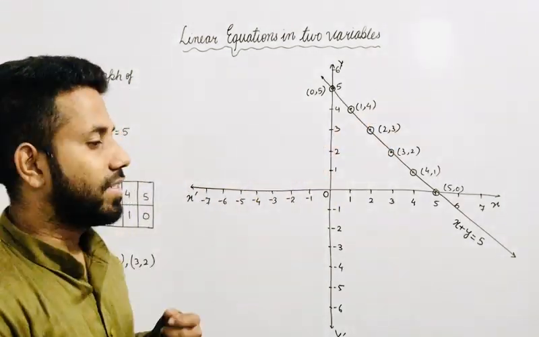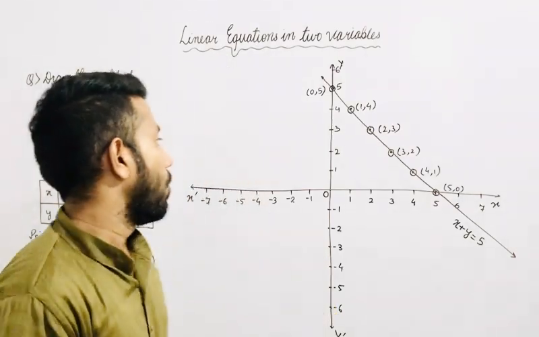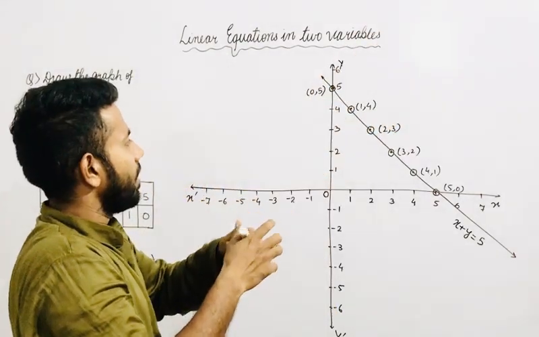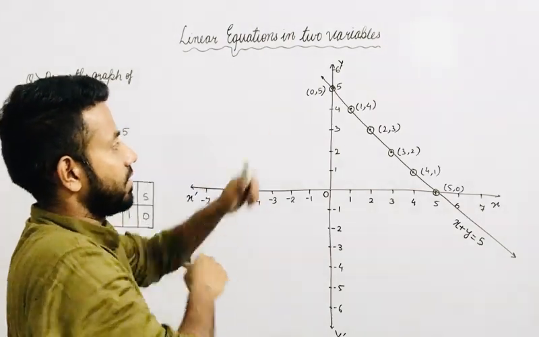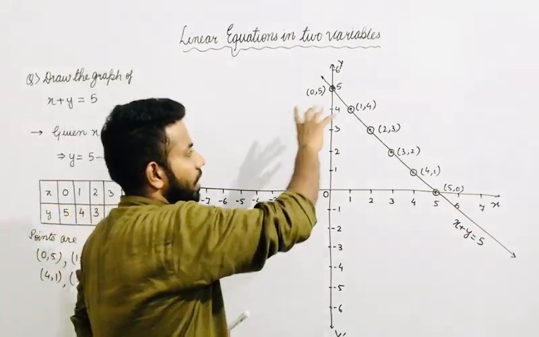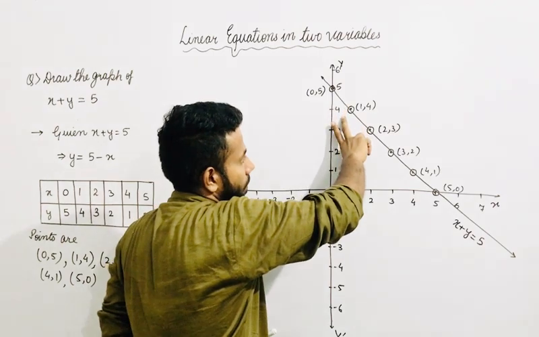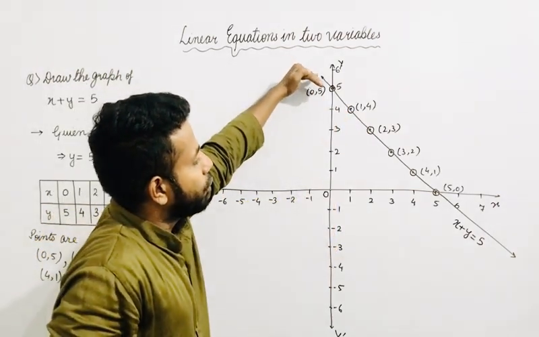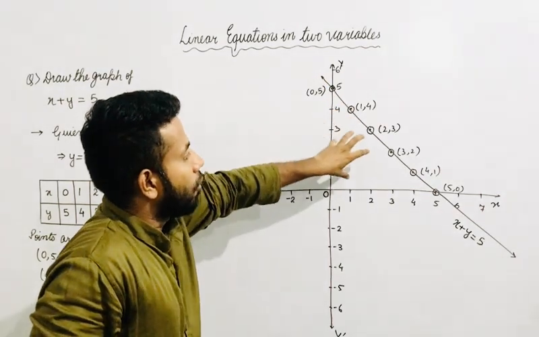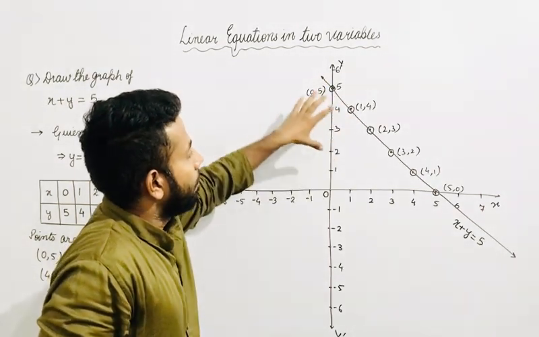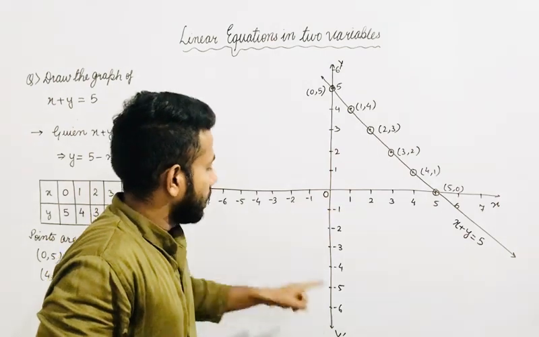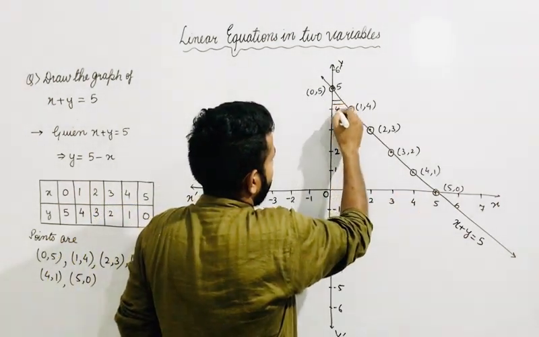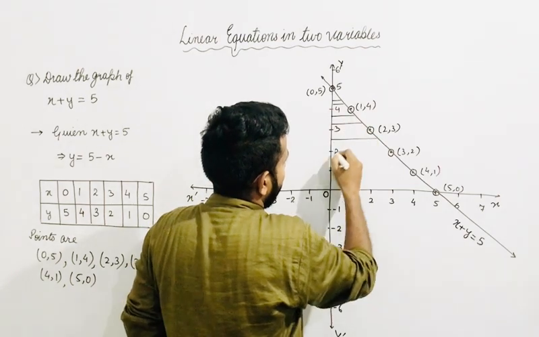In the next class, I will teach you how to find the area. Or let us study it here only. How will you find the area enclosed between the line and the axes? See, this is forming a triangle. This linear equation in two variables is forming a triangle with the help of the y-axis and the x-axis. This is the triangle being formed.